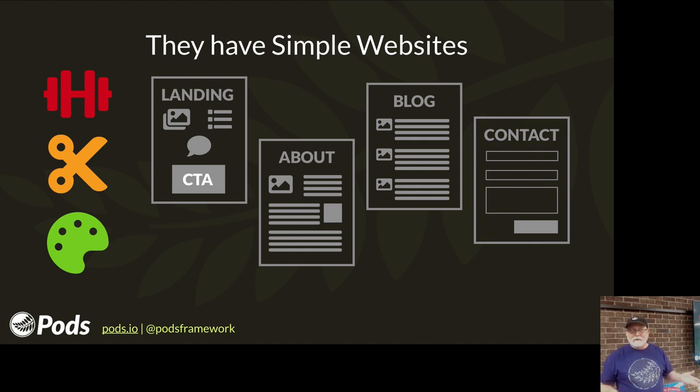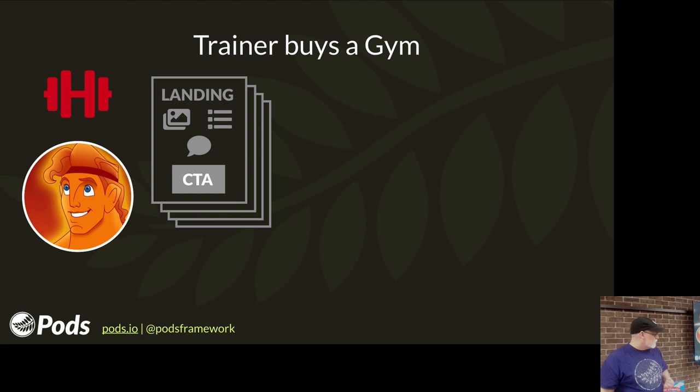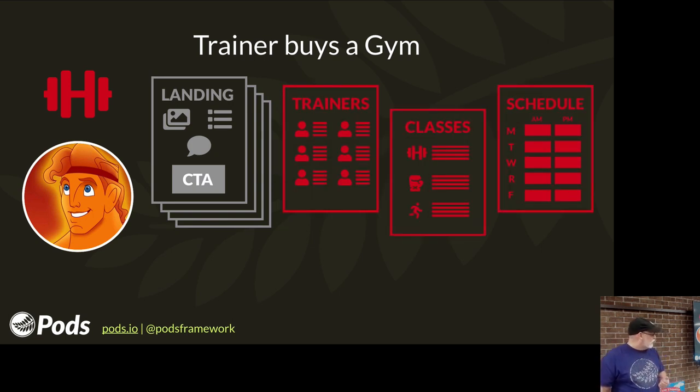Nothing special, stuff that you can do on the back end of WordPress with posts and pages and a plugin like a contact form. Well, the trainer, Hercules, gives you a call today, and he lets you know that he's bought a gym, and he's hired a bunch of trainers, and they're going to start offering classes to the public, so they need to be able to show what classes are offered and what trainers teach those classes, and kind of like a schedule grid to show when those classes are offered. And that's what they're really going to be using as their money-making effort, the schedule grid, because that's where people see that and go, okay, I want to go take a class and sign up.